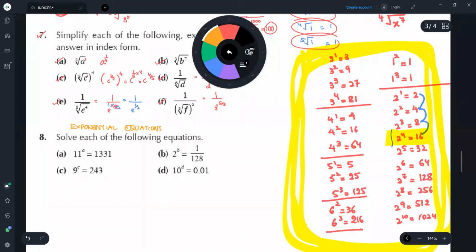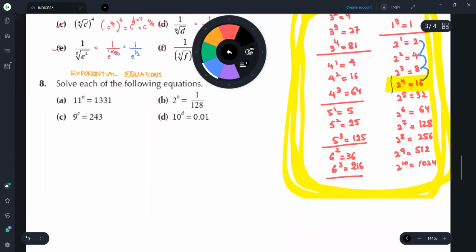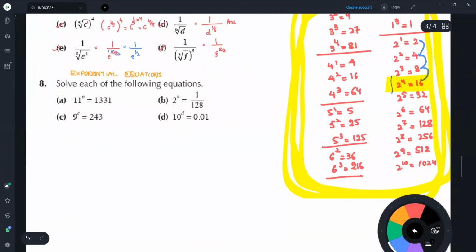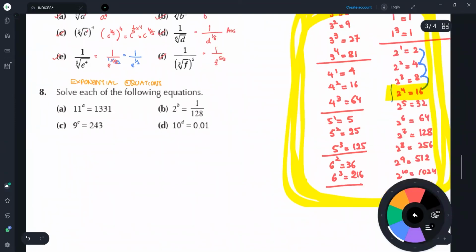Now let's start off with exponential equations. This is going to be tough, but I'm sure you will be able to hang on to it. So you have powers on the right hand side of the screen. You're going to tell me what I ask. Okay. The first question obviously I will do with you. Question number 8A. It says 11 raised to the power A is 1331.